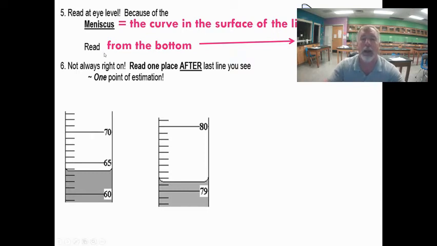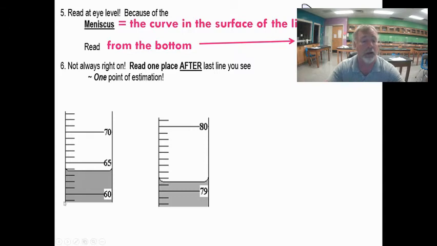All right, one more piece again on how we are going to read that graduated cylinder. Now, in this particular drawing, I drew it so that the curvature, the bottom of that meniscus, is right on that 50 milliliter line. That is not going to happen very often.